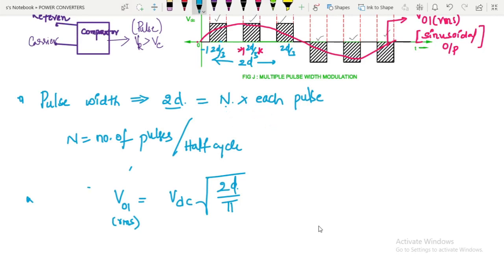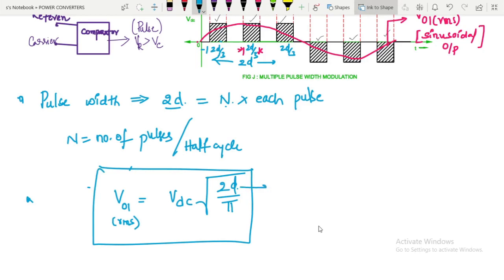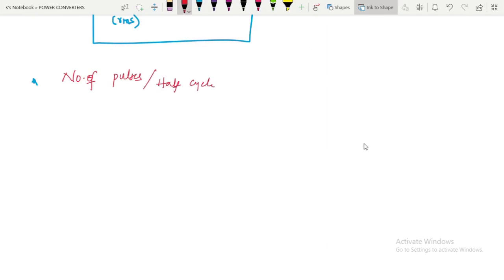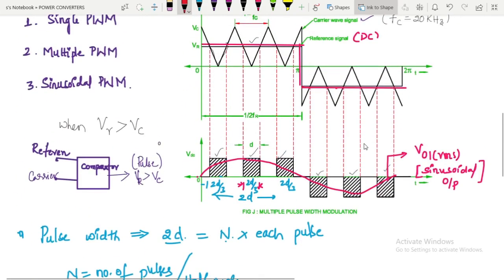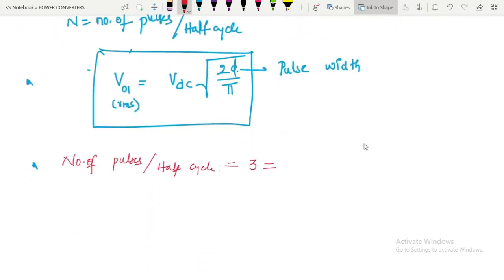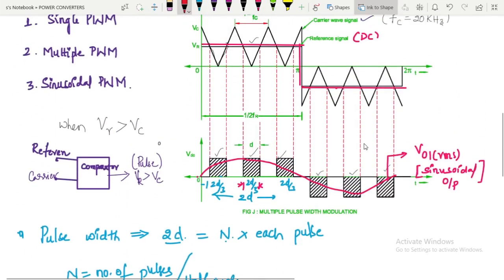So using these pulses we are going to get the fundamental RMS as VDC into root of 2D by pi here, okay, where 2D is the pulse width. Okay, so now we are going to define the number of pulses per one half cycle. So if we consider this waveform here, how many pulses are there? There are 3 pulses, right? Okay, so there are 3 pulses. This is generally given as the number of pulses per half cycle.